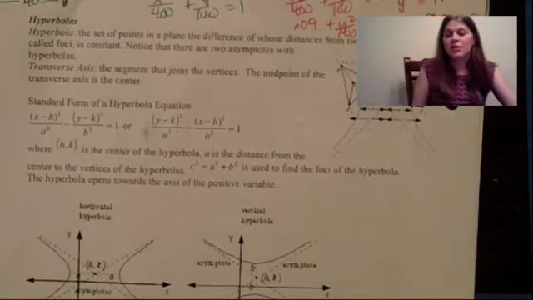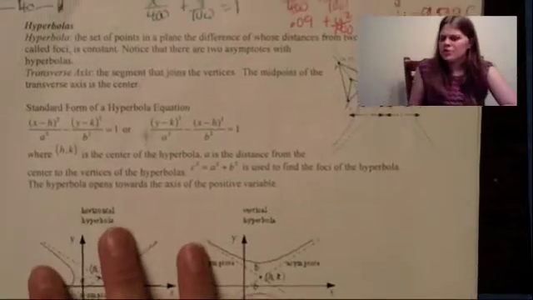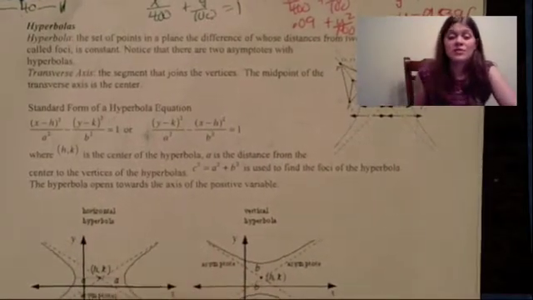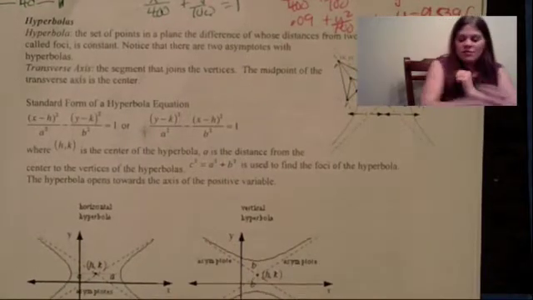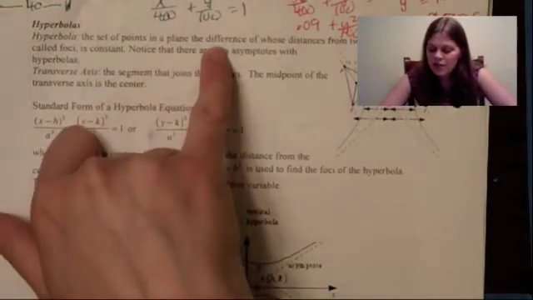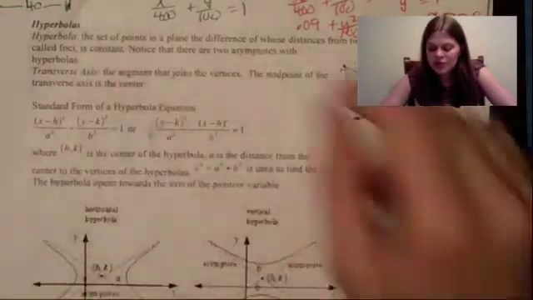Okay, today we're going to be looking at hyperbolas, which are sort of similar to your ellipses. The graphing is very similar, so that's great. So your specific or technical definition is the set of points in a plane, the difference of whose distances from two fixed points called the foci is constant.